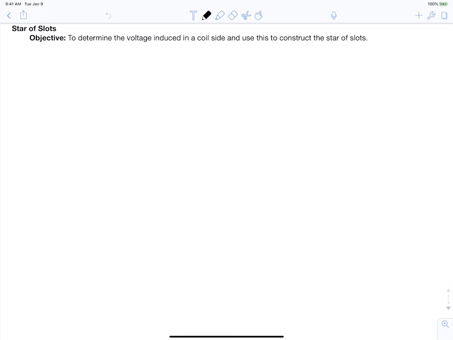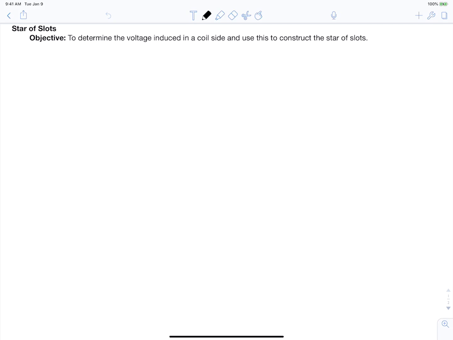The objective of this video is to determine the voltage induced in a coil side and use this to construct the star of slots. What we're going to do is go back to our fundamentals for the definition of EMF, and derive an expression for the EMF, or the voltage that's induced in each slot of our stator. And then we're going to use this derivation to construct a phasor diagram that maps the slots of our stator to the voltage that you would observe in a conductor placed within each slot.